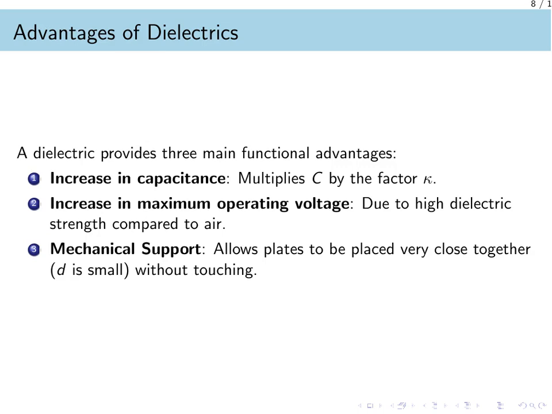First, it leads to a direct increase in capacitance, effectively multiplying the original capacitance C by the factor kappa. Second, it allows for a significant increase in the maximum operating voltage, which is directly due to the high dielectric strength of these solid materials when compared to plain air.